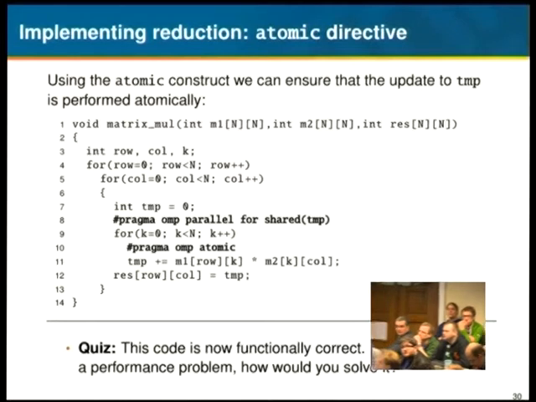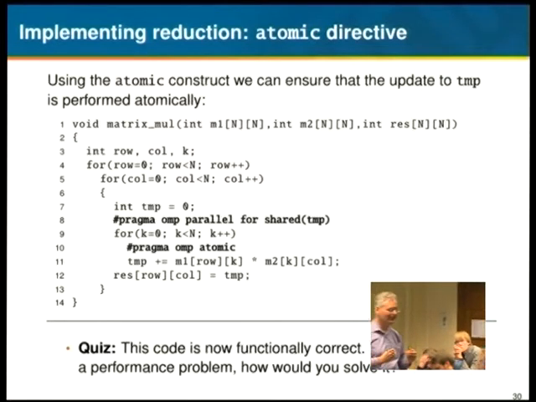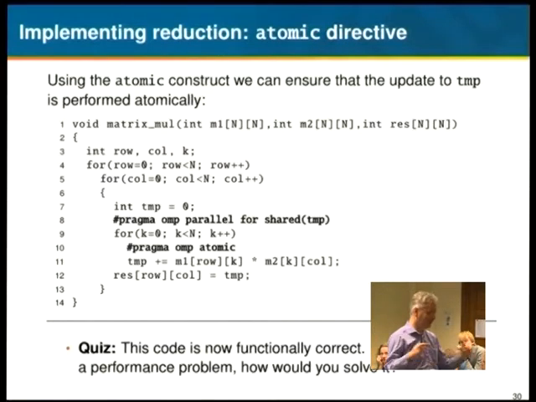So let's make the question slightly simpler. Atomic means read, modify, write, all joined together. What happens if I have multiple writes in a single sentence? Or what if I have multiple reads and then do a write? What happens?